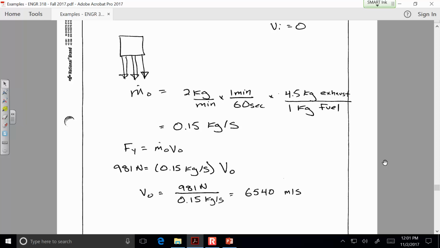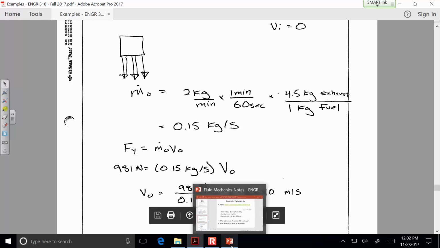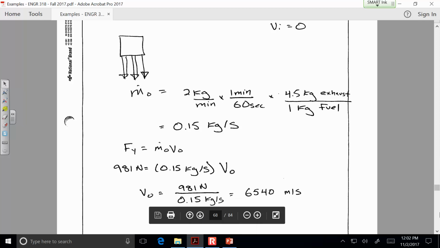But that's just a good illustration of the simplest kinds of applications of the momentum equation. Any questions on this example before we look at a couple of pictures here?